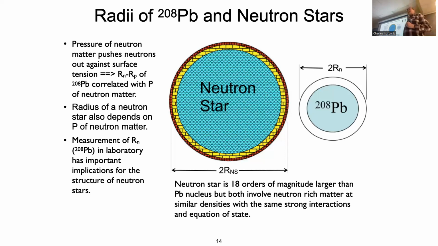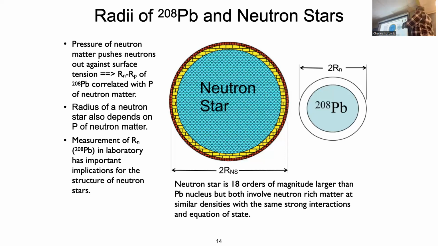If you want to measure pressure, pressure is force per area. And the way you measure a force is with a spring and a ruler. And PREX is the ruler that measured how much the spring was stretched, that Rn was bigger than Rp. So we're essentially almost directly measuring the pressure of this neutron-rich matter in the skin of lead.